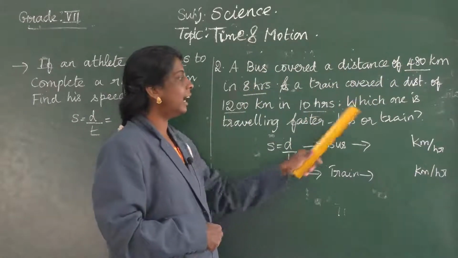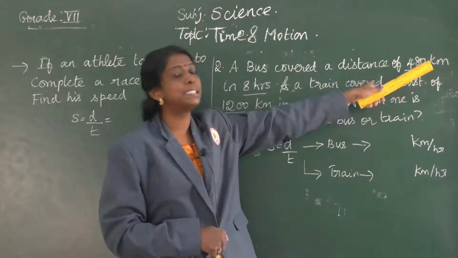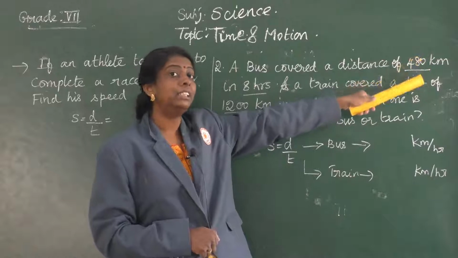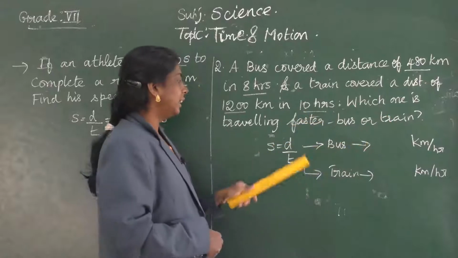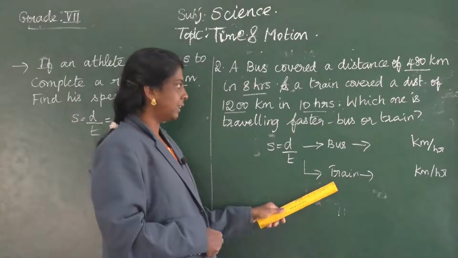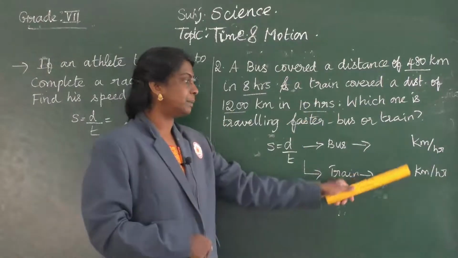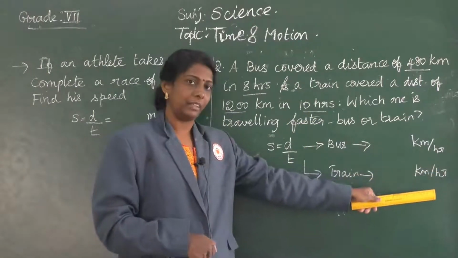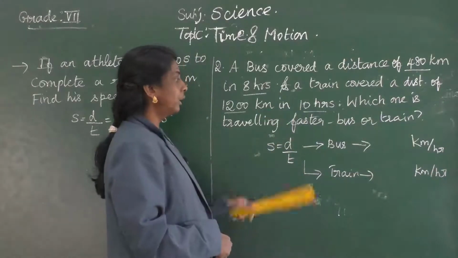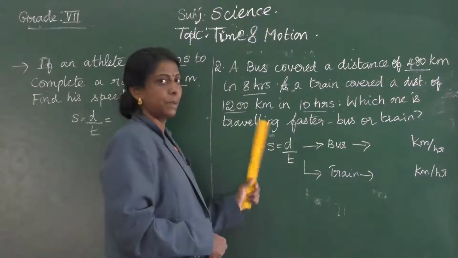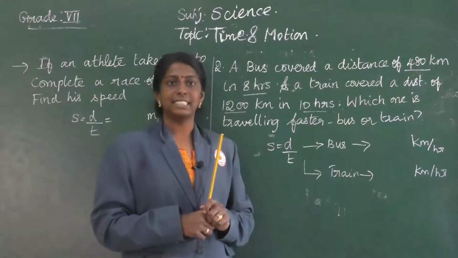You will get the answer in kilometer per hour. Why? Because the distance is mentioned in kilometer. Then apply the same formula for the train: distance by time. You will get the respective kilometer per hour. Then with the final results, conclude which one is faster, bus or train. Do it and forward it to the class email ID.